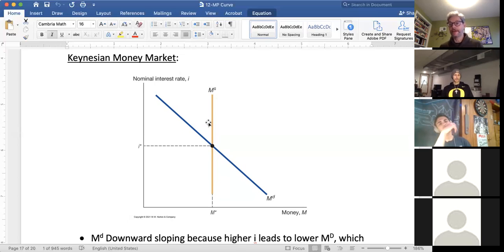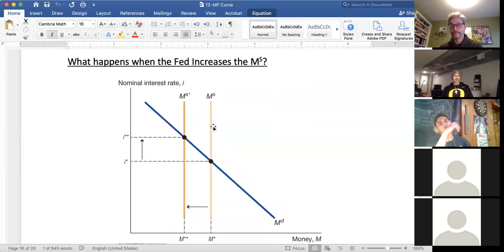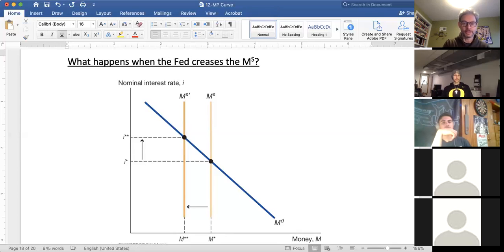This gives us some idea then about how monetary policy impacts interest rates. Because what happens when the Fed increases the money supply? An increase in the money supply leads, actually I have this wrong. This is a decrease in the money supply, right? What happens when the Fed decreases the money supply? The money supply curve shifts to the left and interest rates go up. So in other words, how does the central bank increase interest rates? They increase interest rates by cutting the money supply.